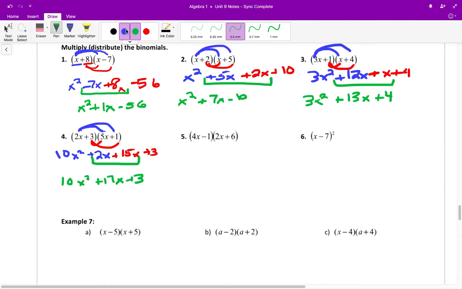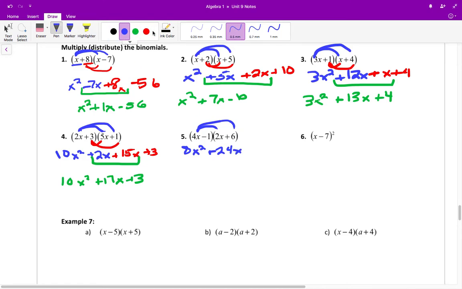Alright, next one, let's take a look at it here. So, going to start by distributing 4x to each of these. 4x multiplied by 2x. 4 multiplied by 2 is 8. X multiplied by x is x squared. And then 4x multiplied by 6 is a plus 24x.